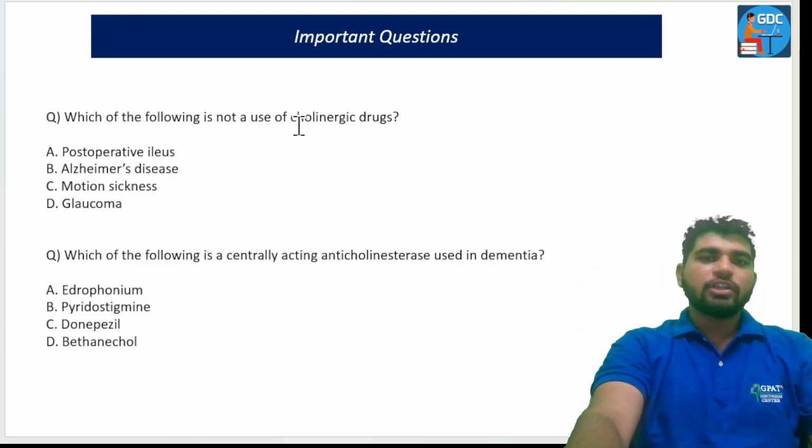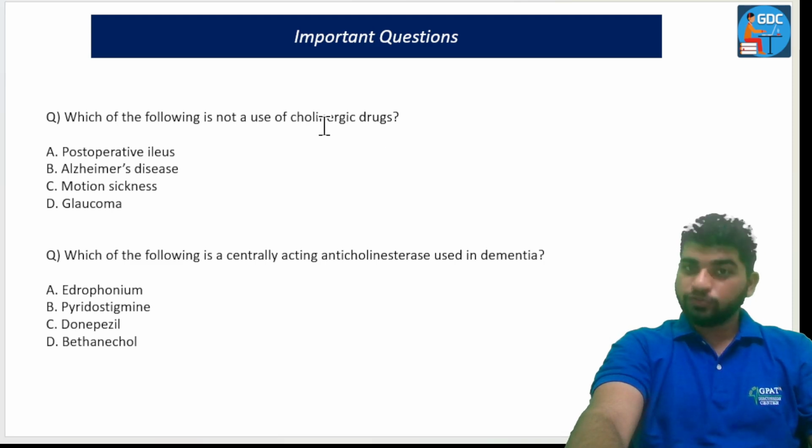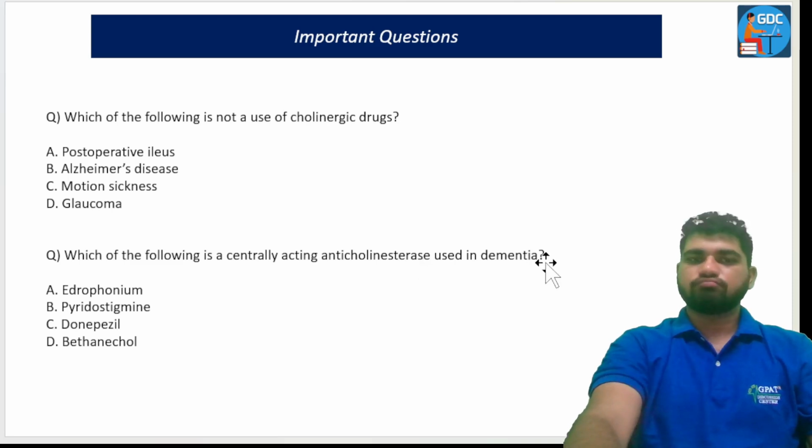Okay, now the next one. Which of the following is not a use of a cholinergic drug? Postoperative ileus, Alzheimer's disease, motion sickness, or glaucoma. Which of the following is a centrally acting anticholinesterase used in dementia? Okay, so you have 10 seconds to answer.